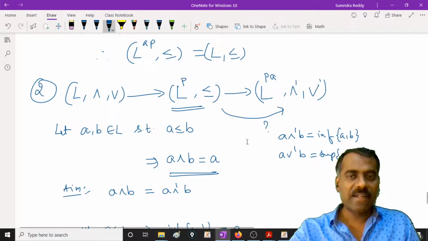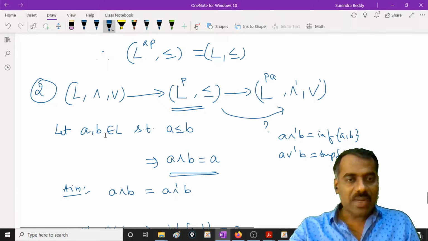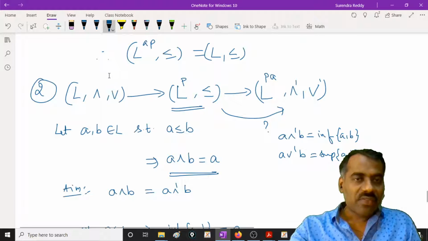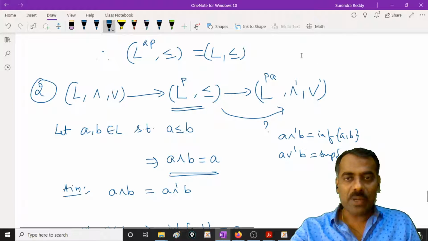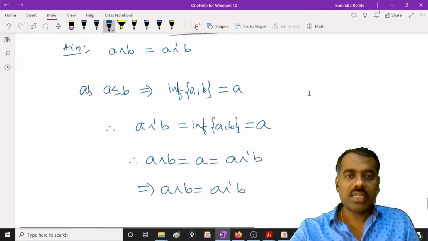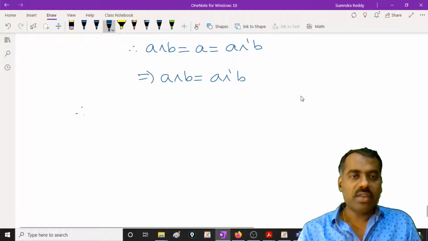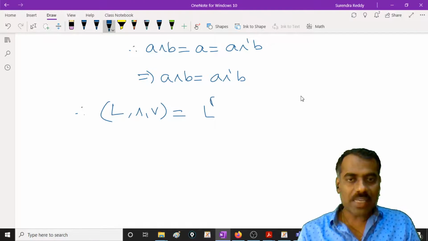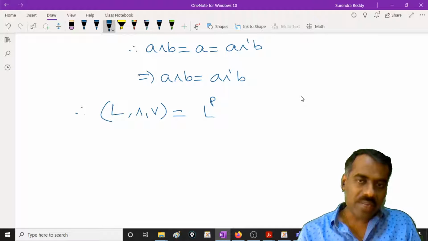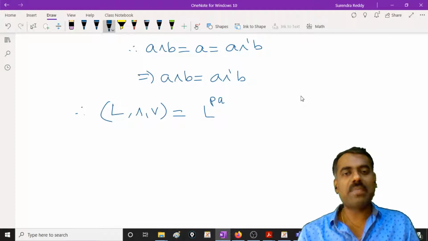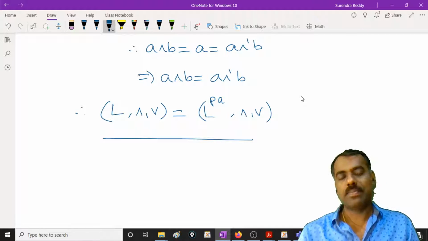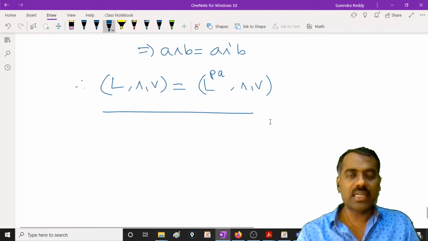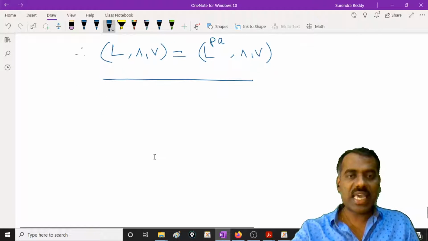Is this clear? So that shows that if you have two elements which are related, then their operation here is the same as their operation here, right? That means if you start with an algebra, then you go to a poset, and from that poset you come back to algebra again, what you get is the same. They are actually the same, right? So it is just like a cycle. You can understand here, it's just like a cycle.